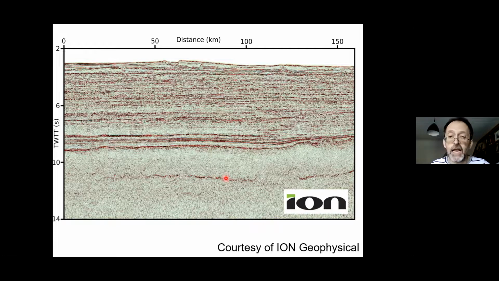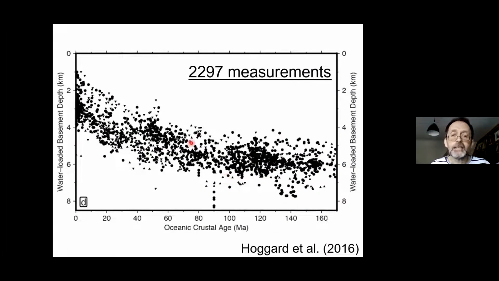There's a lot of such data. Some years ago, Mark Hoggard and I put together a database of over 2,000 measurements of what we regard as accurate age depth measurements. Since that time, Megan Holt has been working with me, and we've now built it up to over 10,000 observations. The story I'm going to tell you today hasn't changed in any detail.